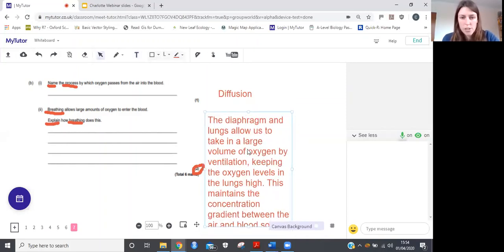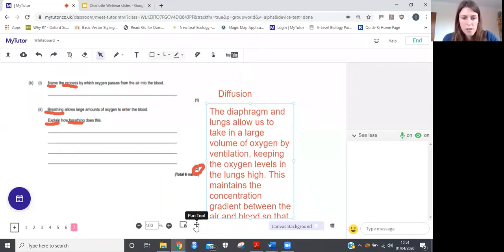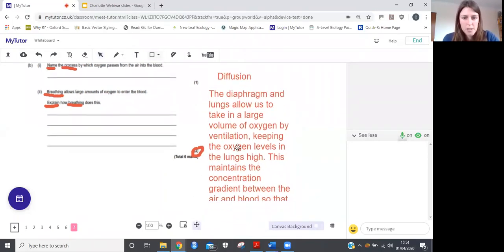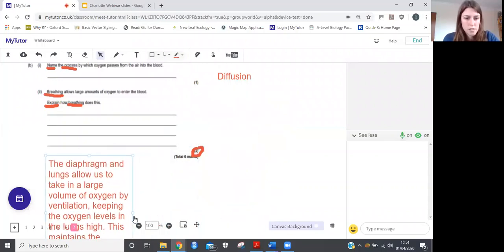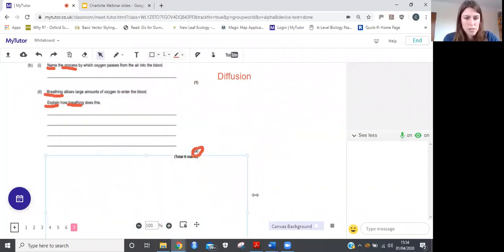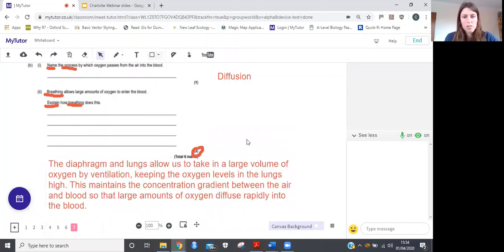I'll rearrange this so that you can see it better. In fact, let's pop it underneath. Okay, so that is that question. Just going to pull up the chat box and have a quick look through while you're finishing making your notes.